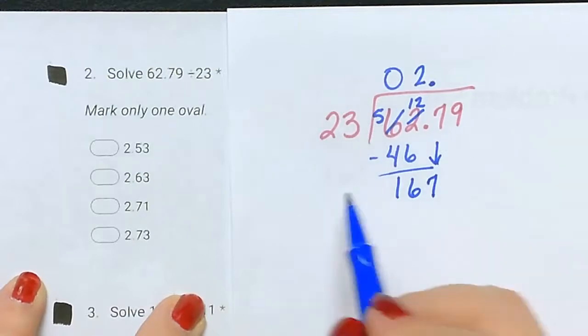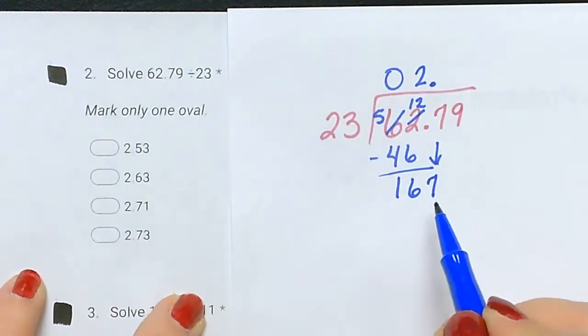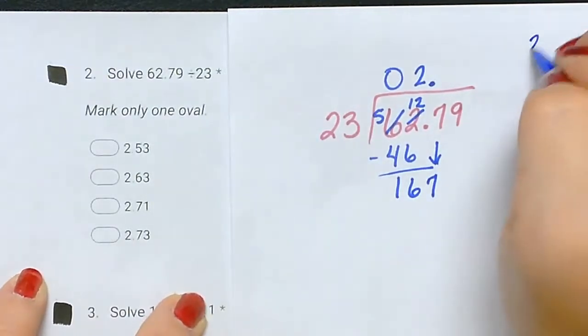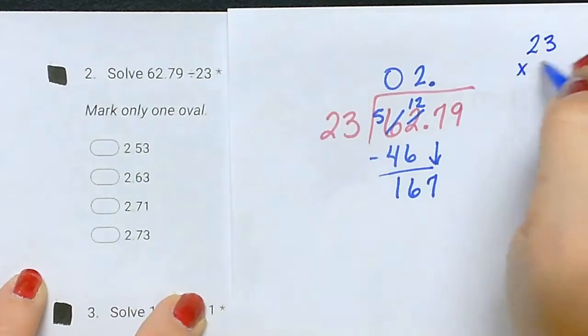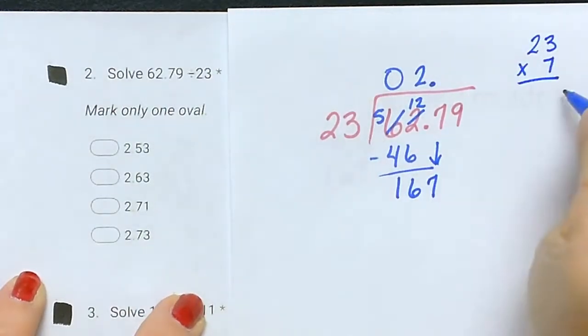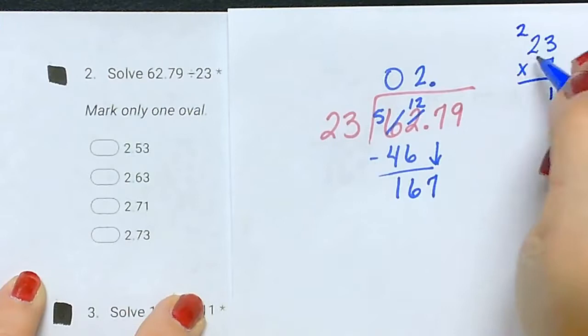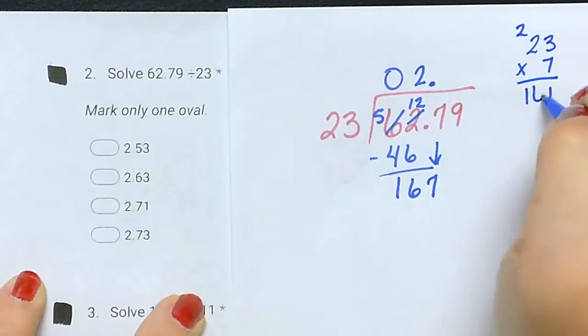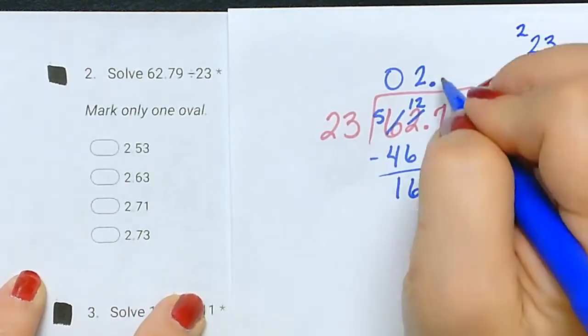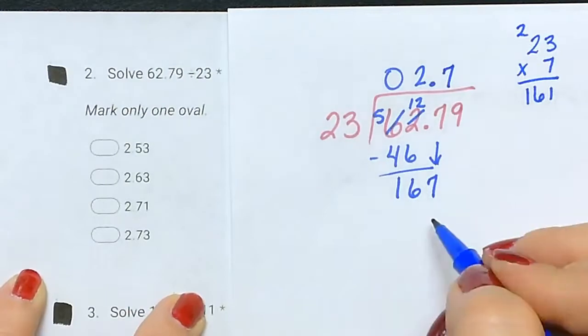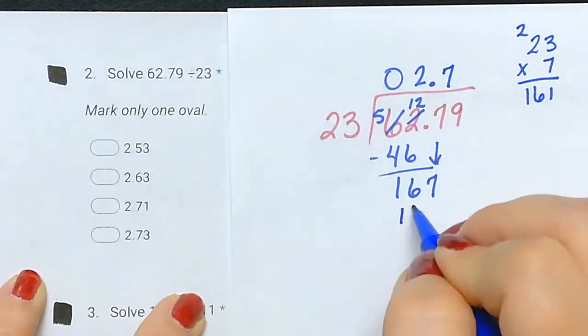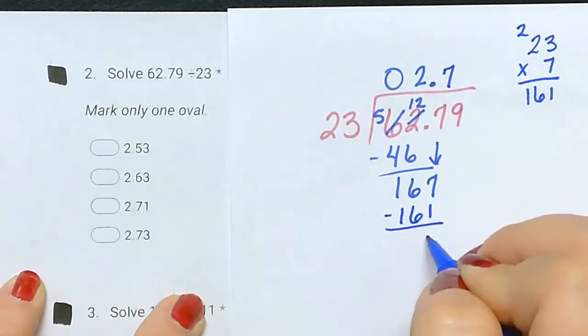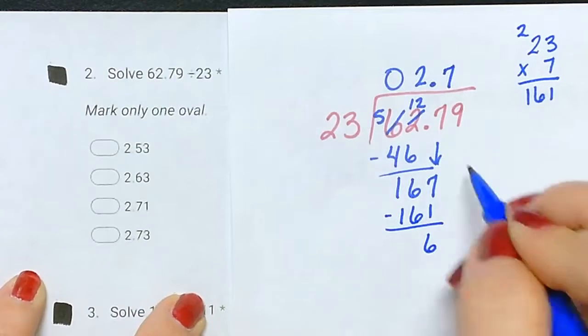7. And I'm dividing now 23 into 167. I'm going to guess and check that. I think it might be 7 times. That's 21. That's 14 plus 2. So 23 times 7 is 161, and that's as close as I can get to 167. When I subtract, I still have a 6.